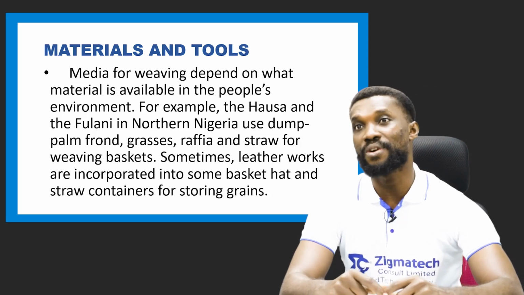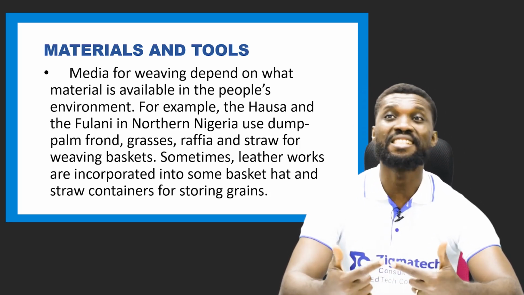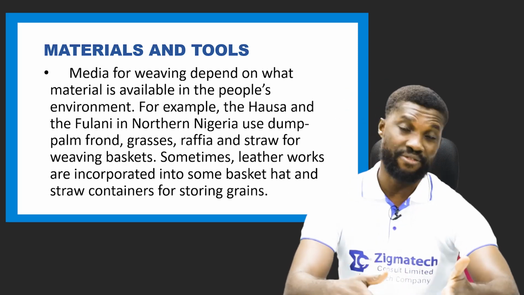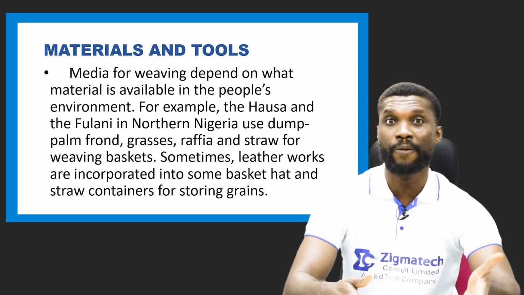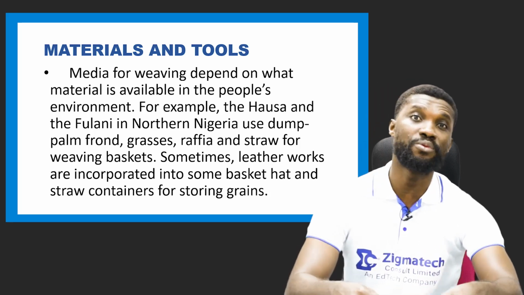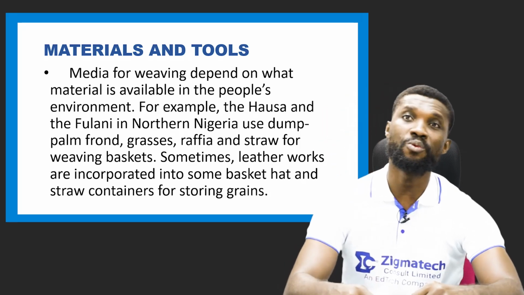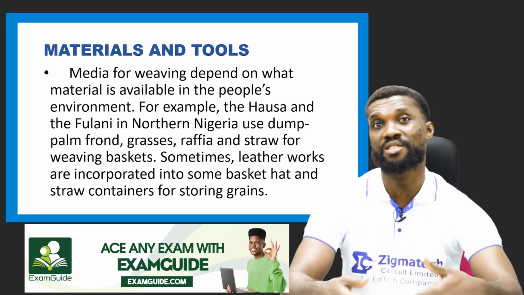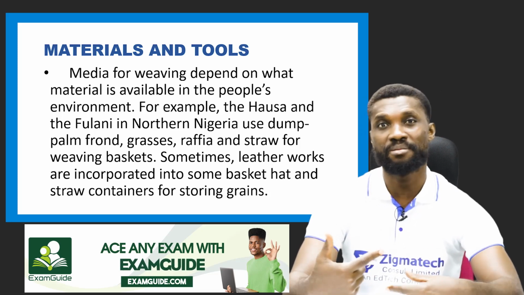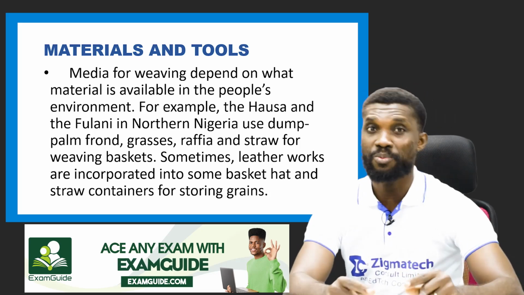Now, mediums for weaving and basketry. Mediums for weaving depend on what material is available in the people's environment. That's why we call it local material, utilization of local material. Because for you to weave, you have to weave with what is found around you. There is no way you want to weave with something that is not around you. That will be quite difficult. In as much as, thank God for civilization and technology, we have a lot of materials under our possession, but just put that at the back of your mind.